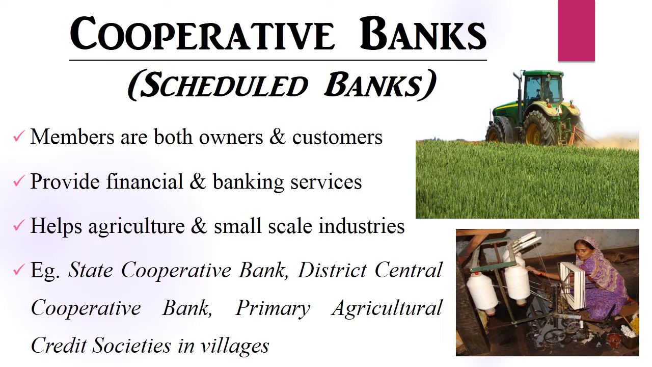The next kind of banks under the scheduled banks category are the cooperative banks, which belong to their members, who are both the owners and the customers. The cooperative banks provide financial and banking services to their members to support them in various agricultural activities and in other small scale industries. These banks are located in both rural and urban areas. The rural cooperative banks can be the state cooperative bank, the district central cooperative bank, and primary agriculture credit societies.